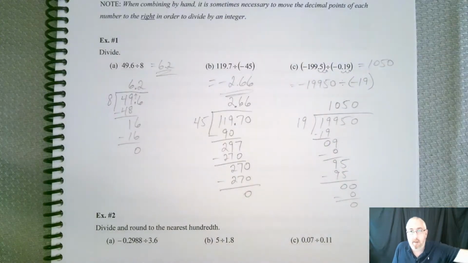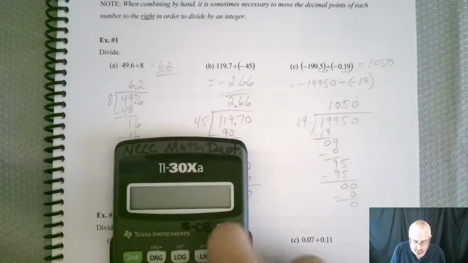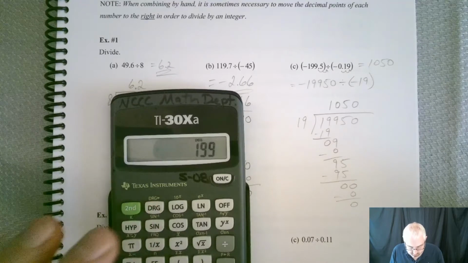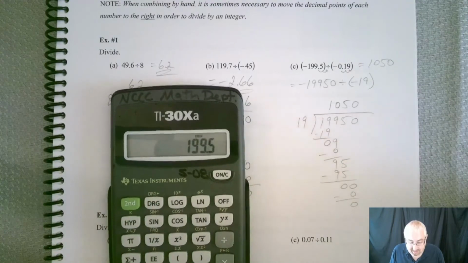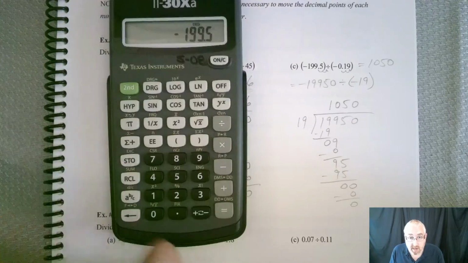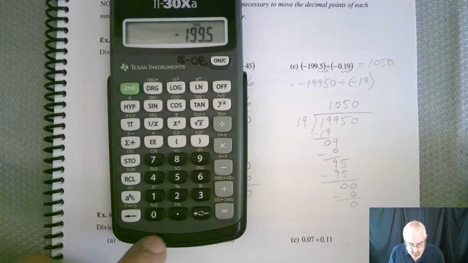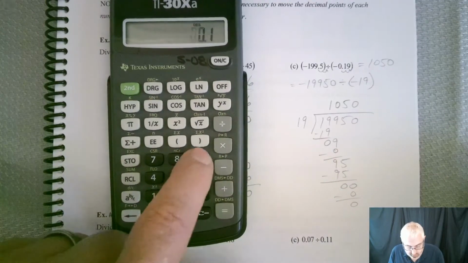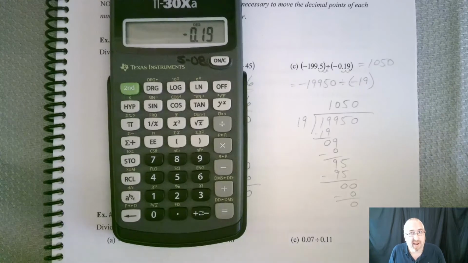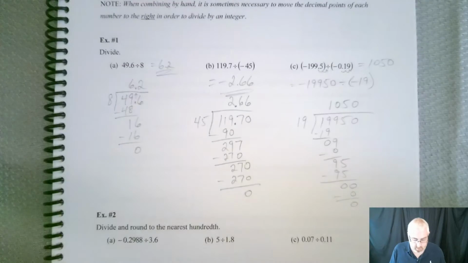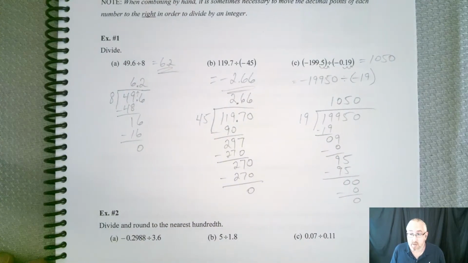All right. Let's just see what the calculator says. Hopefully we get the same answer, right? So 199.5, and it's negative. So there's a negative button right here that you can push to make it negative. Divided by 0.19, and that's also negative. So you got to put the negative on last in your calculator, so just be careful with that. So if we divide those, there's our 1050, just what we expected. So we're good. All right, so far so good.